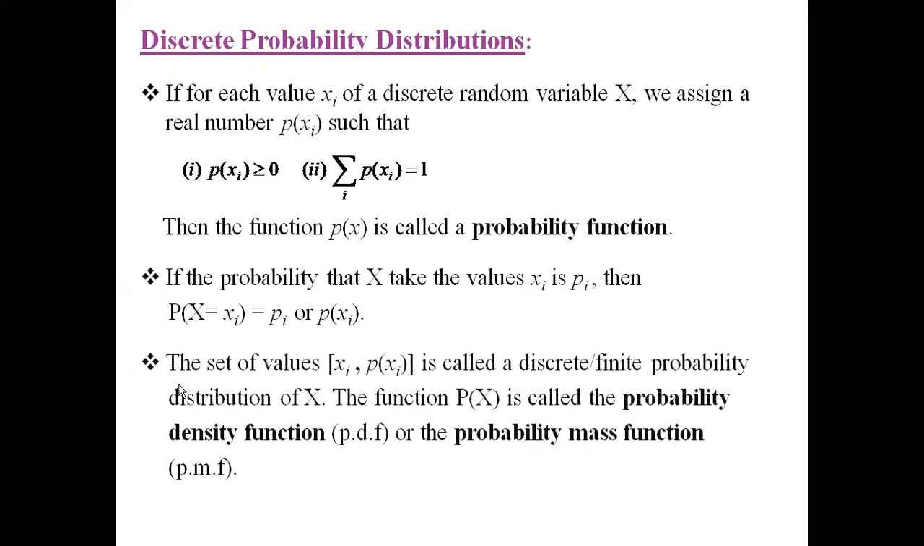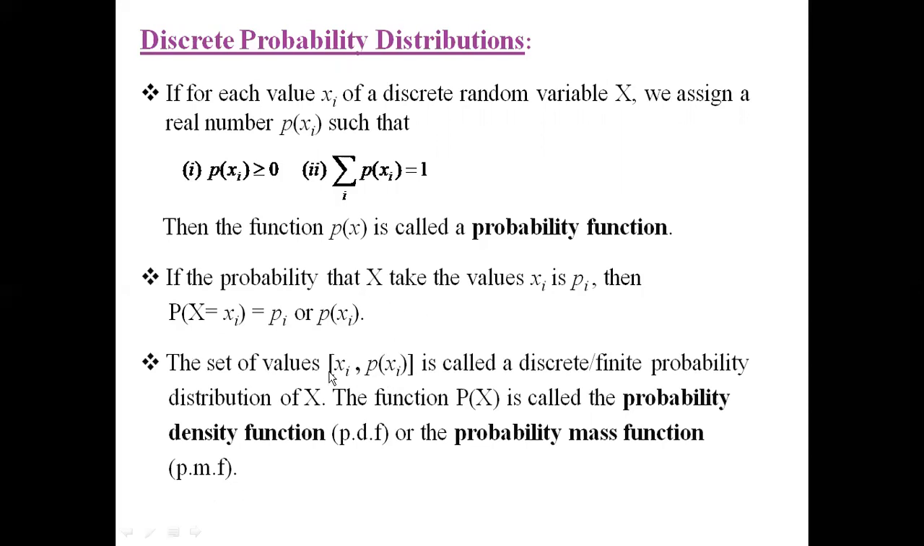Now the set of values xi, comma, p of xi is called a discrete or finite probability distribution of X. So if we want to write down the discrete or finite probability distribution of X, then we write down the set of all values of xi and its probabilities together in the form of a table. That gives us the discrete or finite probability distribution of X. And the function p of x in such a case is called the probability density function or probability mass function, PDF or PMF in short.